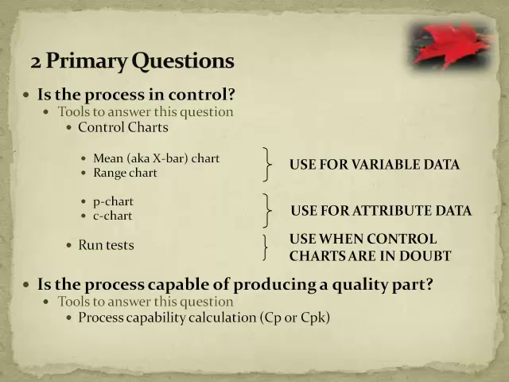Well, actually, there's a question that's even more important than is the process in control, and the one that we should ask first, and that is, is the process capable? Capable of what? Well, is it capable of producing a quality part? And just like the other question, this is a yes or no answer. And if the answer is no, then we've got a problem, and we have to work on the process to improve it until we get a yes answer.